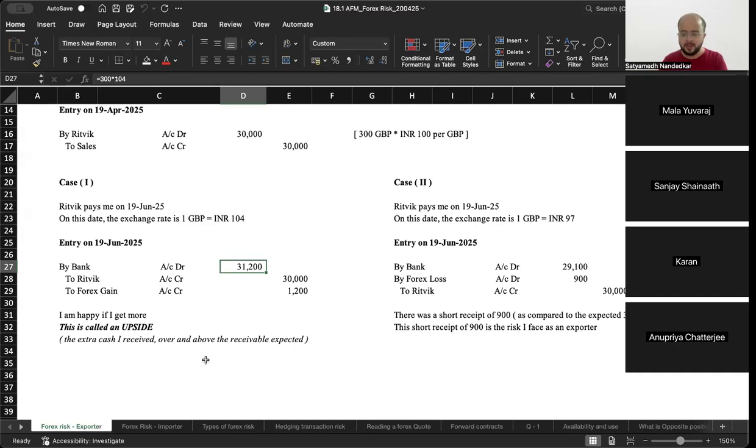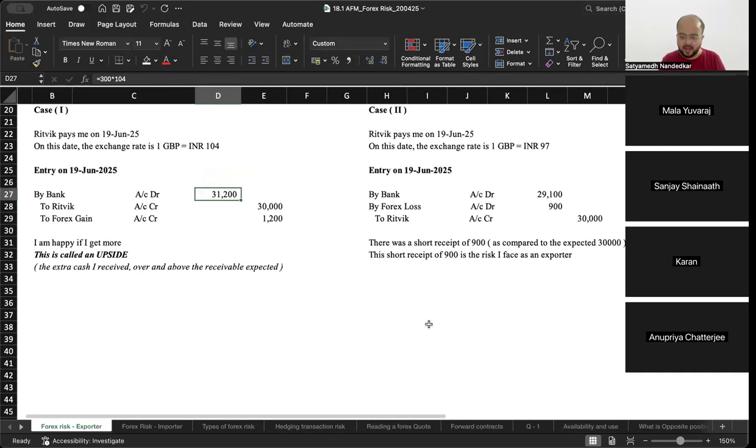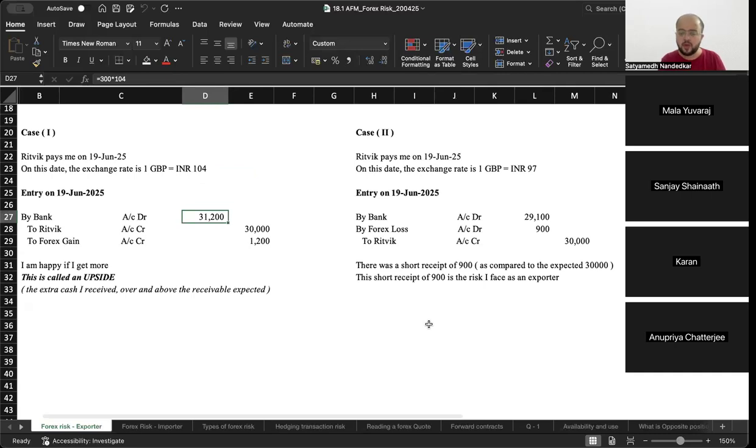This is my upside. Along with that, I could also have a downside where the exchange rate has fallen lower, which is why I end up collecting lesser amount than I was supposed to. So this short receipt that I have because of the fluctuation in foreign exchange rate, that is my Forex risk. Or we also call it the transaction risk. There is the transaction risk, which is, for the importer, exporter, anybody who is buying goods or selling goods.